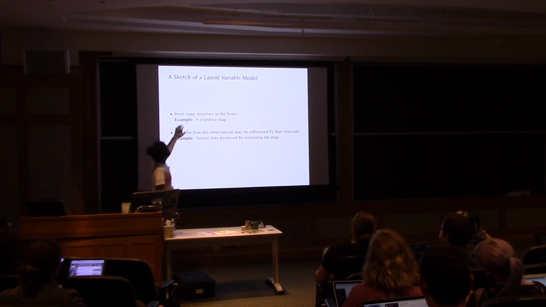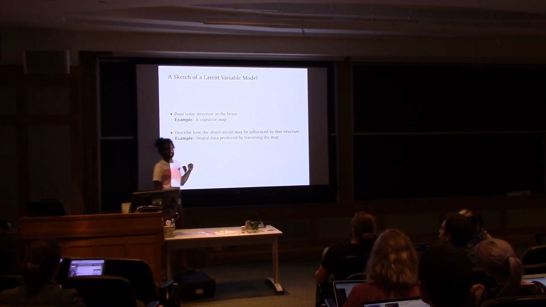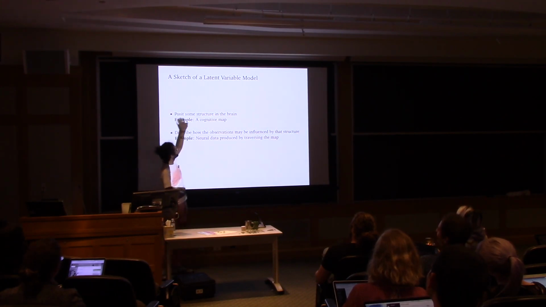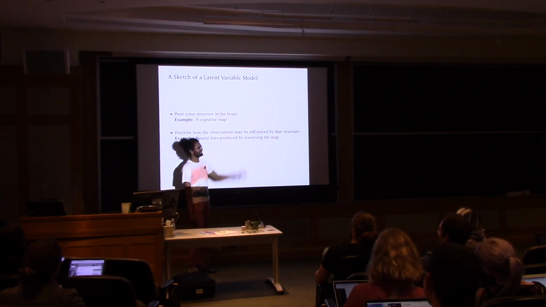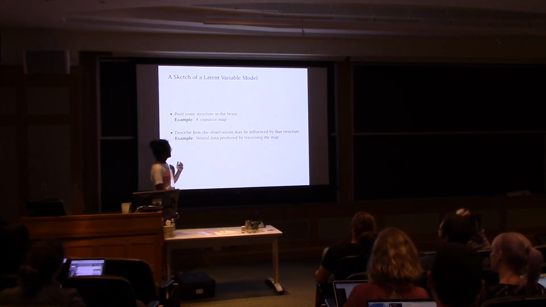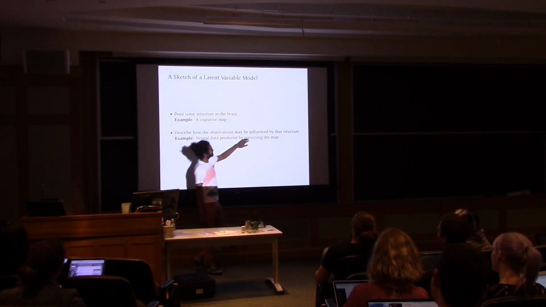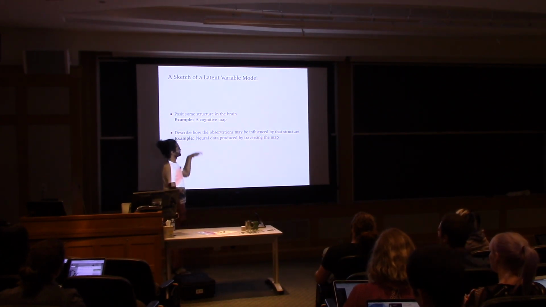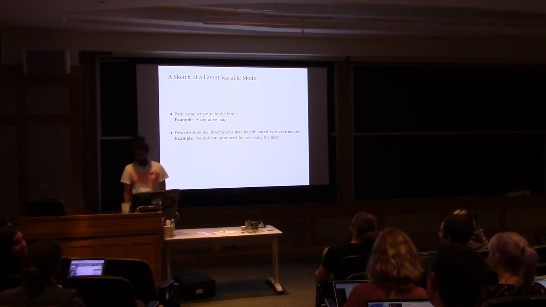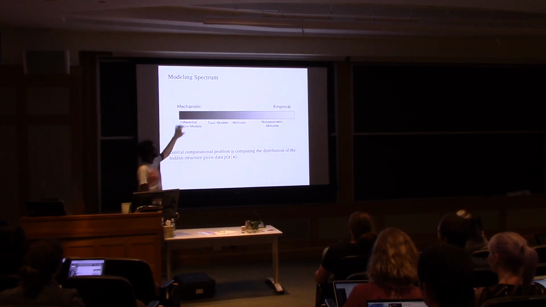You could do something that's maybe like my complete understanding of neuroscience that I've acquired over the past few days, where you posit some structure in the brain, maybe a cognitive map. I hear that's a thing, and then describe how the observations might be influenced by that structure. Neural data produced by traversing that map in some way. And models live on a spectrum that I like to talk about.